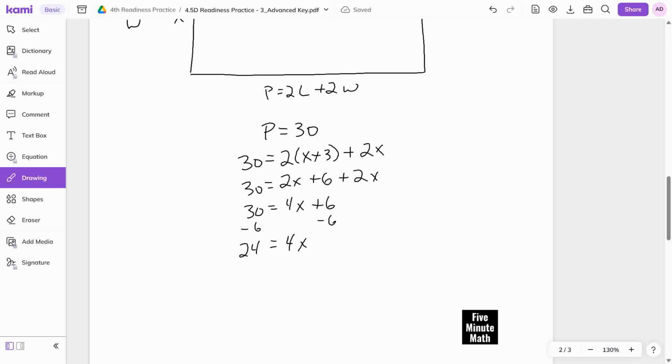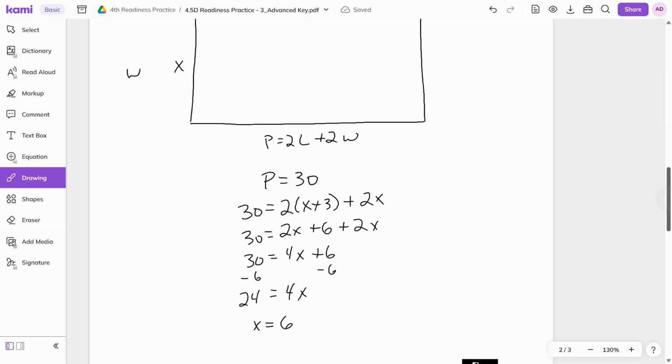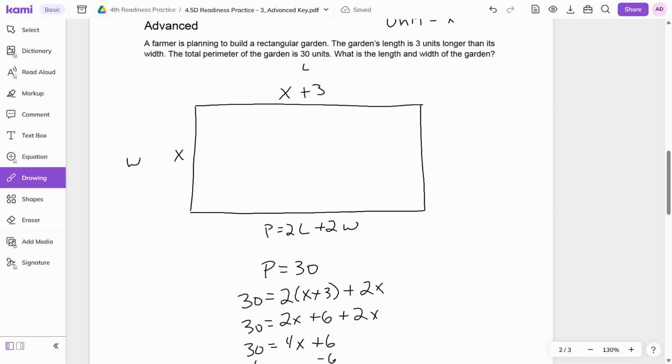So what does my 4x need to get to before I add the 6 to get to 30? Well, 4 times what gets you 24? Well, 4 times 6. So we can say our x is going to equal 6 because 6, 12, 18, 24. So if our x is 6, now we can say our width equals 6 and our length equals 6 plus 3, which is going to equal 9.